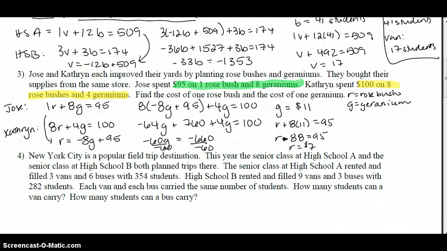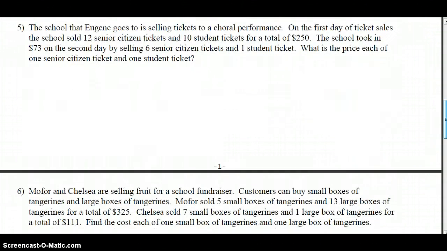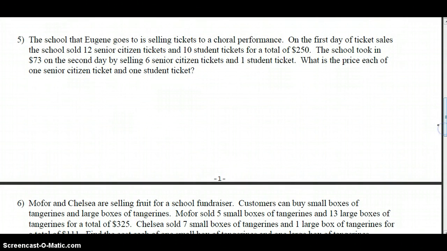All right, just forget what I just said. I flipped the numbers. So what we did is correct. If you plug 7 in for R here, and 11 in for G here, you do get 100. So a geranium costs $11, and a rose bush costs $7. All right, go ahead and skip number 4 and try number 5 on your own. Share your answers with your partner, and in a couple minutes we will go over it.